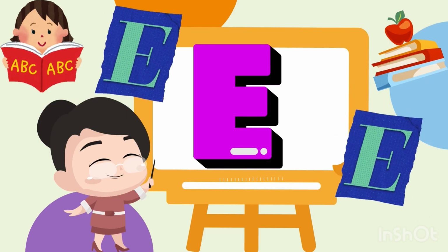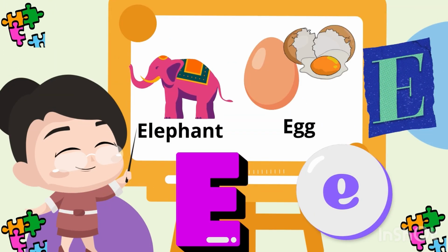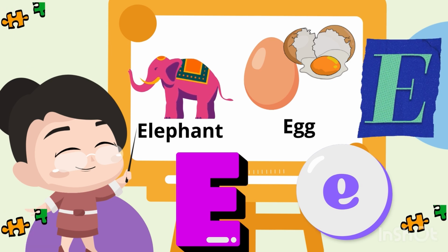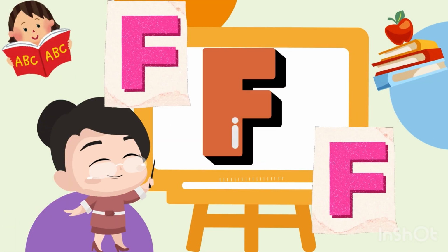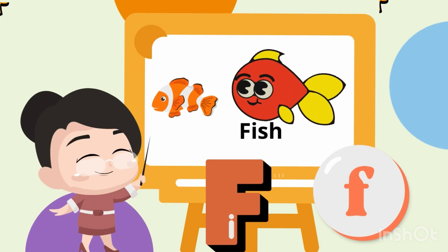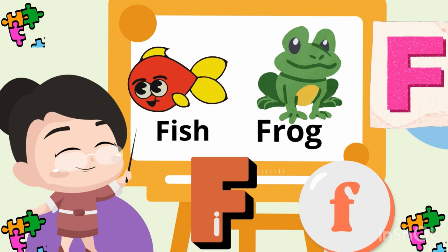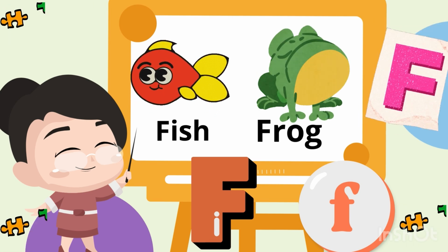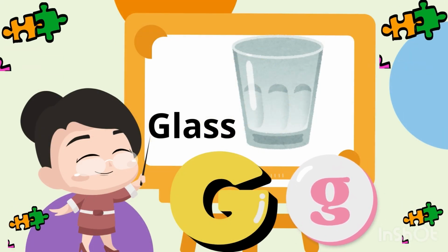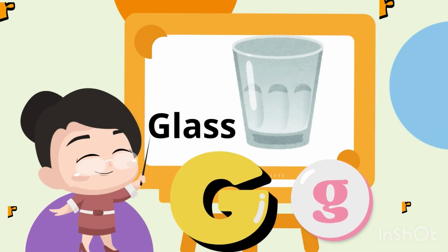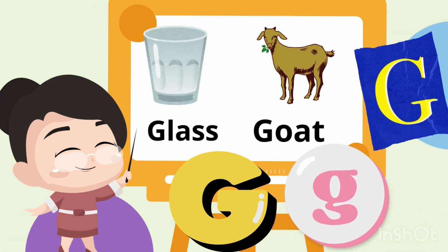E is for elephant. E is for egg. F is for fish. F is for frog. G is for glass. G is for goat.